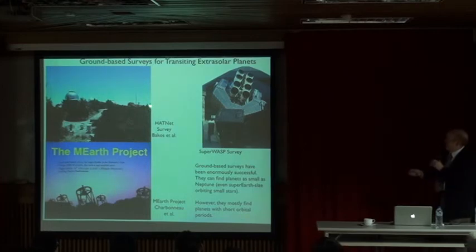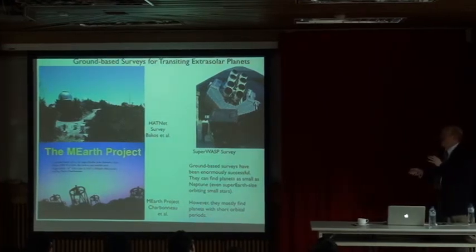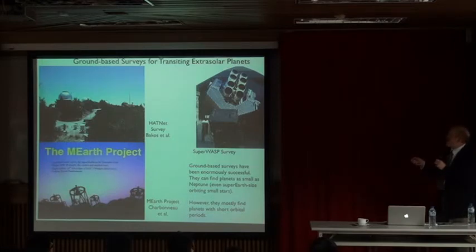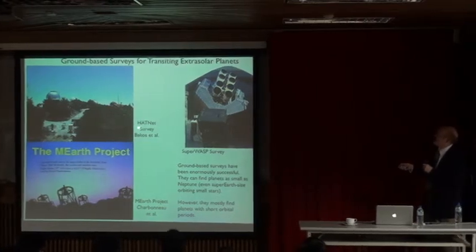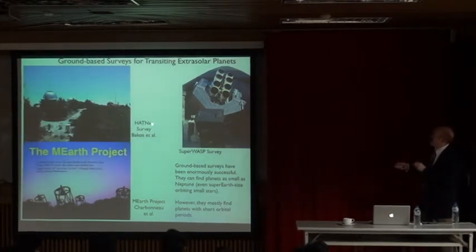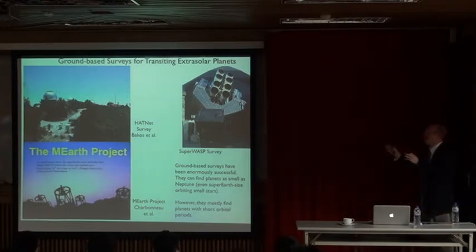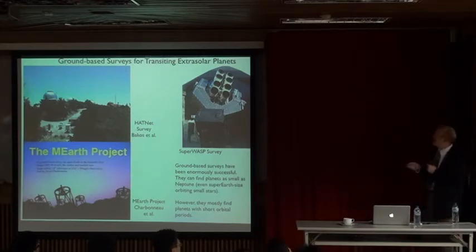So, just like the radio velocity surveys have been very successful, there have been a number of ground-based surveys for transiting extrasolar planets that have been enormously successful as well. There's something called HATNet, which is the Hungarian-made automated telescope network. That survey, so here's an example. These little telescopes here are all small telescopes looking at lots of stars, waiting for the light of that star to be blocked by a planet.